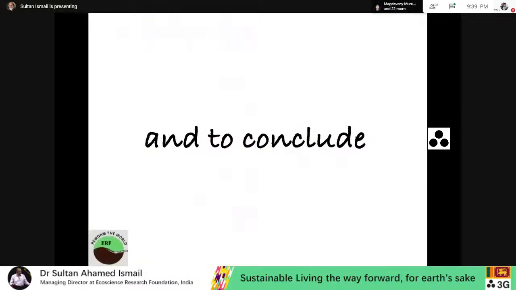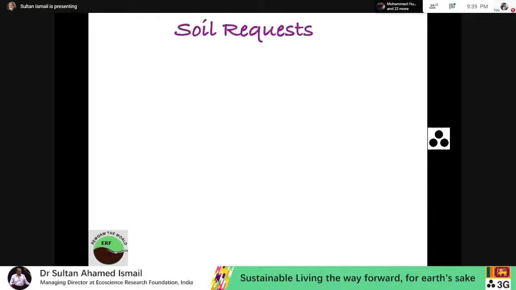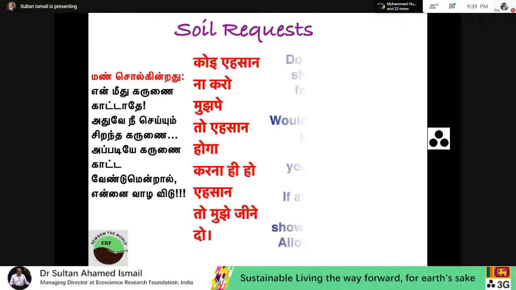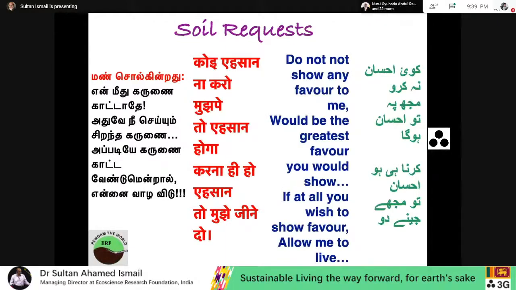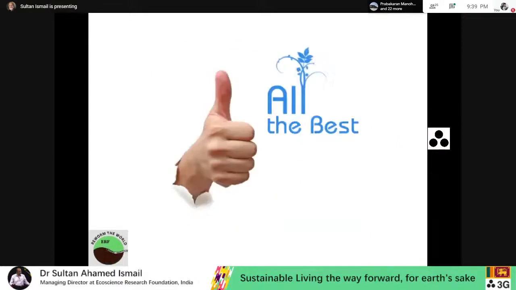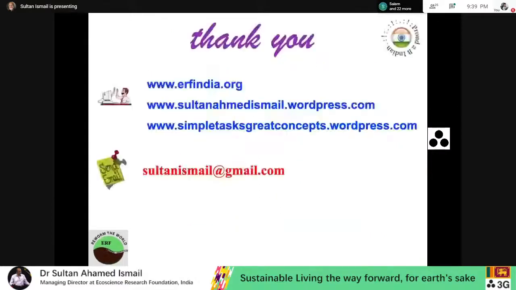And to conclude, I just wanted to share with you a beautiful couplet in Urdu, which I read long back. Soil is speaking to you in Urdu. I know that none of you will follow Urdu, so I'll tell it in English. Soil is telling you, do not show any favor to me, would be the greatest favor you would show to me. If at all you want to show me some favor, allow me to live. Soil is begging us to live. So let us work for the soil. All the best. Good luck to you all.